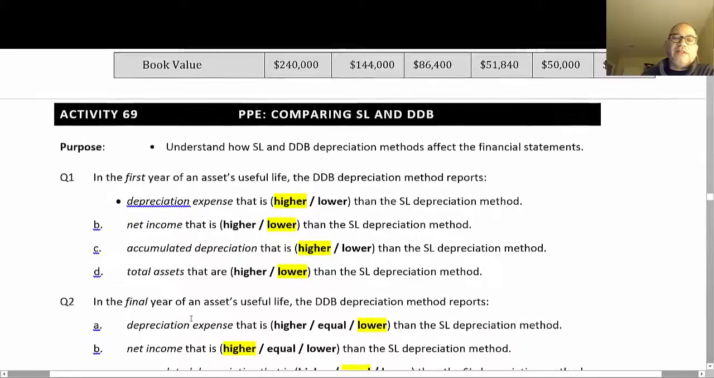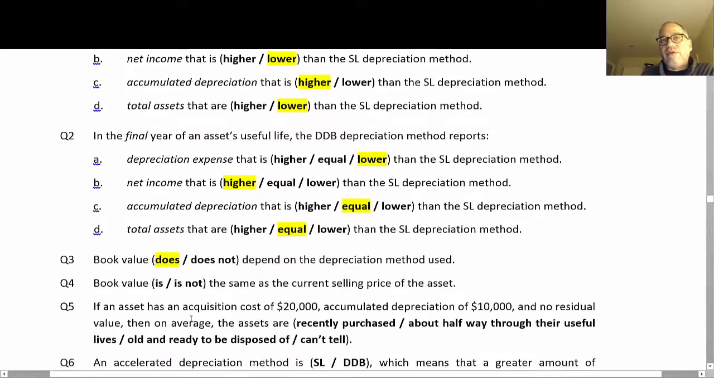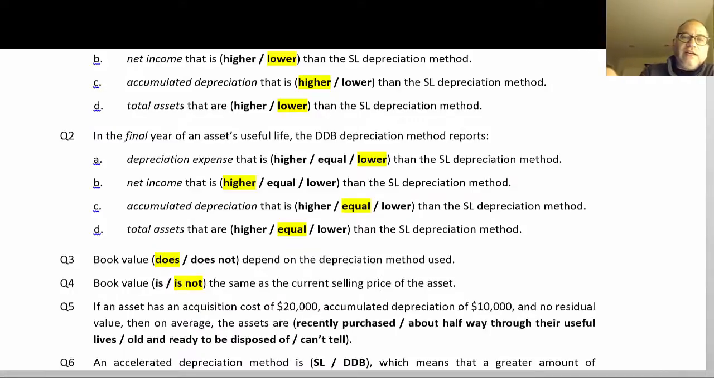Now, book value, you can see, is determined by a very mechanical approach. There's no way that book value is going to be the same as the current selling price. Current selling price is going to be determined by the market, and book value is determined using this very mechanical accounting kind of way.